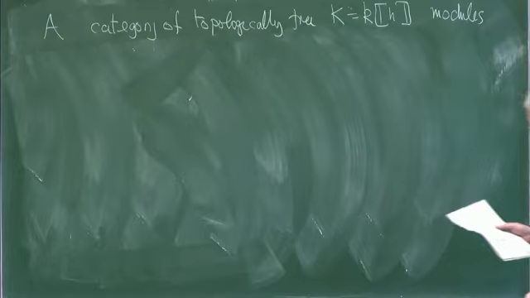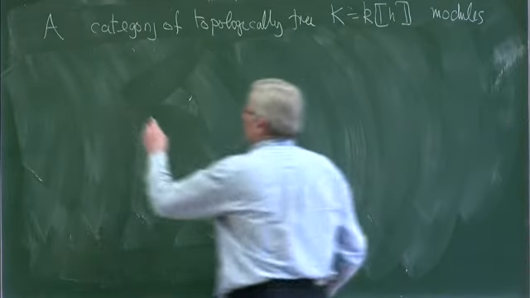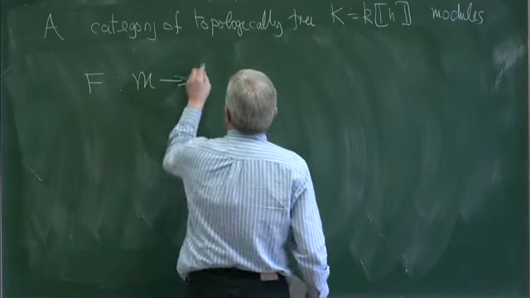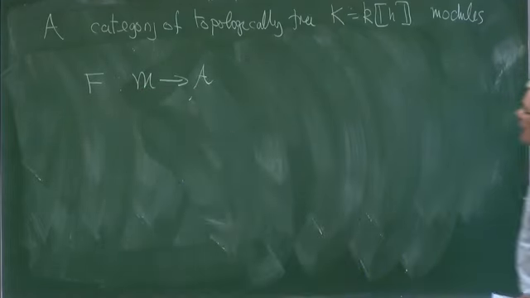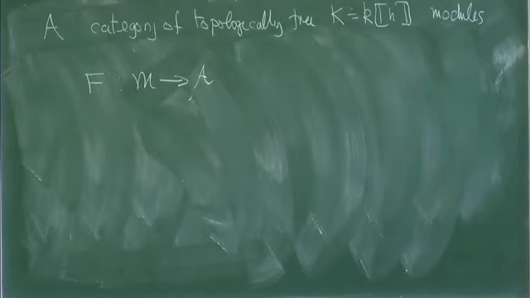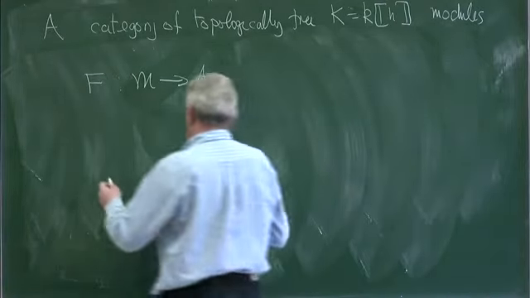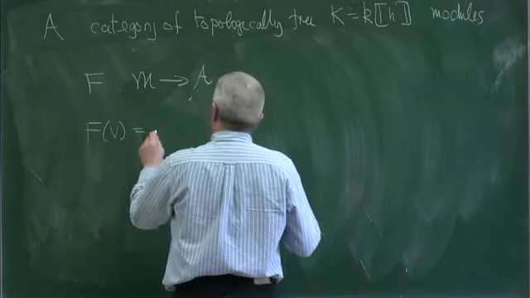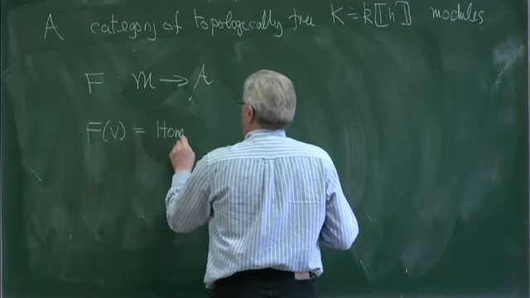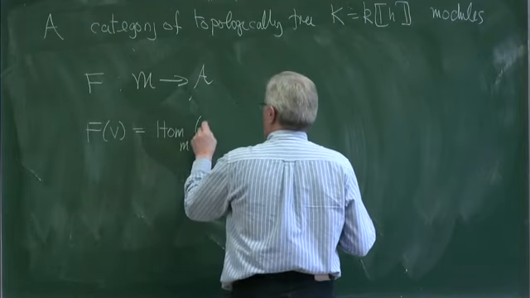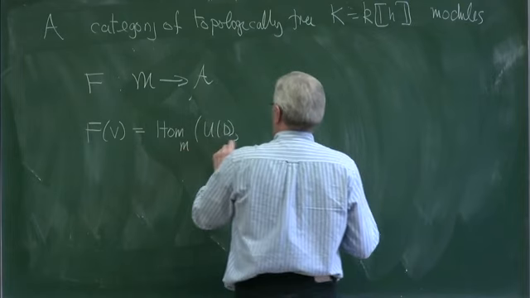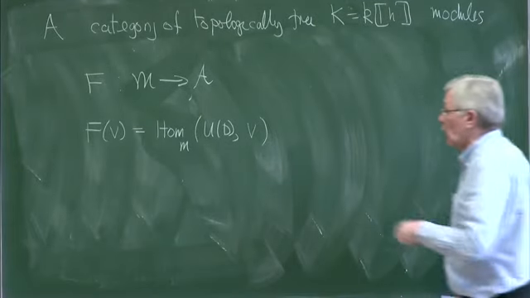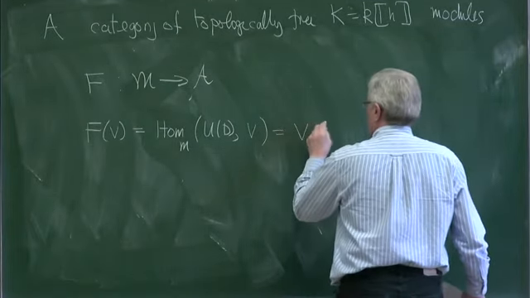Okay, and we're going to study the forgetful functor F from M. Well, forgetful, I'm not sure if that's the right word. That's certainly the phrase Etingof and Kazhdan use. But it's given in various ways. It's given like this. F of V is Hom from M, U of D, into V. Okay? So this is nothing more, of course, than V of H.